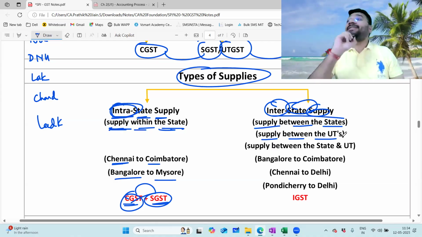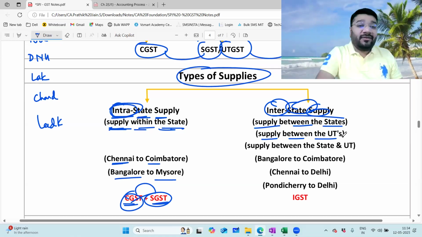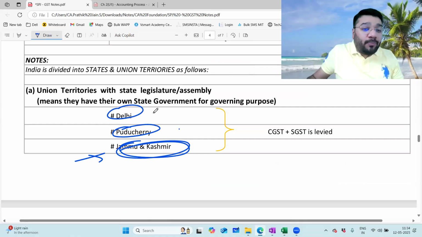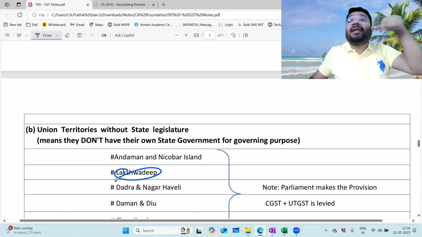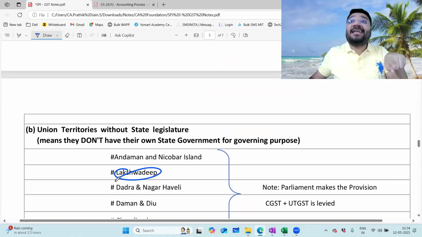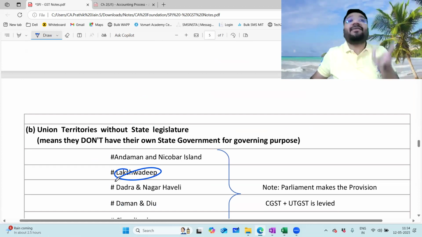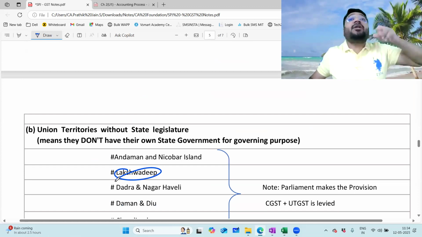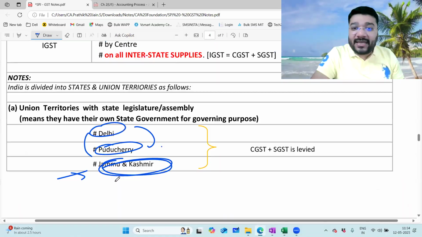Supply between UTs, between two union territories. Which union territories? Delhi to Pondicherry. Pondicherry to Delhi. Delhi to Lakshadweep. Lakshadweep to Delhi. Between any union territories, it is still an interstate transaction. That still we refer to as interstate only. The name is given like that. So if any transaction happens between two states or two union territories, it is called interstate transactions. Any problem here?